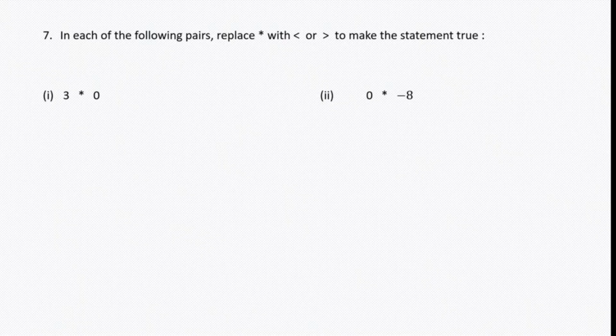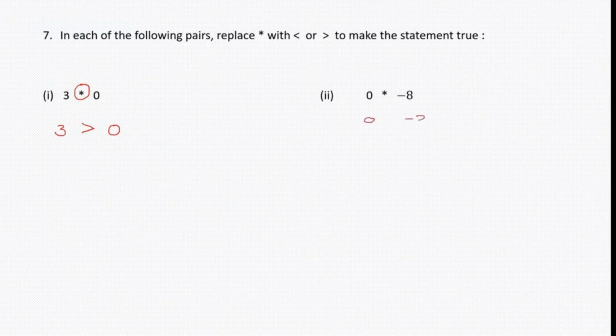Question 7. In each of the following pairs, replace that asterisk with lesser or greater to make the statement true. So here we are going to make these statements true by replacing this with a greater or smaller sign. So let me write that again. 3 and 0. 3 is greater than 0, isn't it? So I've replaced it with a greater than sign.